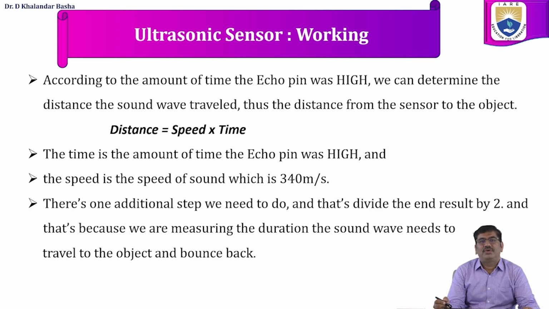So according to the formula, from the amount of time the echo pin received a high signal, we can determine the distance the sound traveled. Thus, the distance of the object from the sensor is given as speed times time. The time is the amount of time the echo pin was high, and the speed is the speed of the sound wave, which is 340 meters per second. There is one additional step: we divide the result by 2, because the signal makes a round trip. We are measuring the duration the sound wave needs to travel to the object and bounce back.